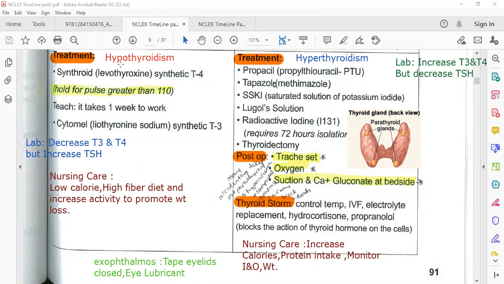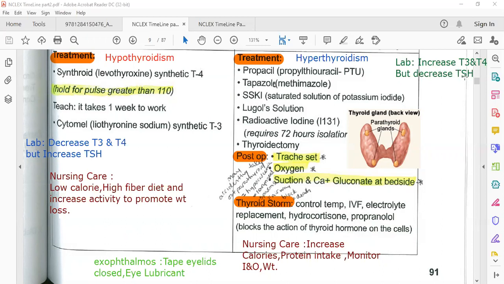If a patient develops hypothyroidism, definitely we go for laboratory tests first. We check T3, T4 and TSH. The lab result would be decreased T3, T4 but increased TSH in case of primary hypothyroidism, and also we will find anemia. On the other hand, in hyperthyroidism, we find increased T3, T4 but decreased TSH. Thyroid stimulating hormone should be decreased in primary hyperthyroidism.